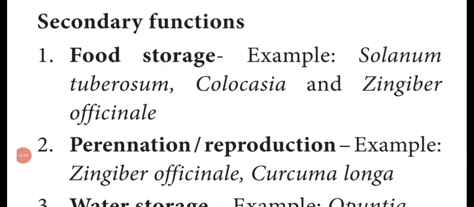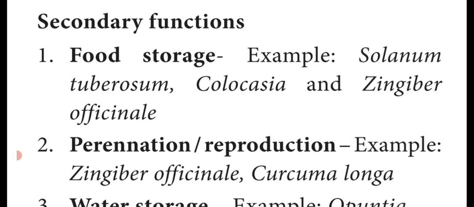Dear students, next one is the secondary functions of a stem. Like the root region, the stem is also storing food material. That function is known as food storage. For example, potato, we all know that one. You thought that potato is a vegetable. Yes, it's correct. But this potato is a stem modification.